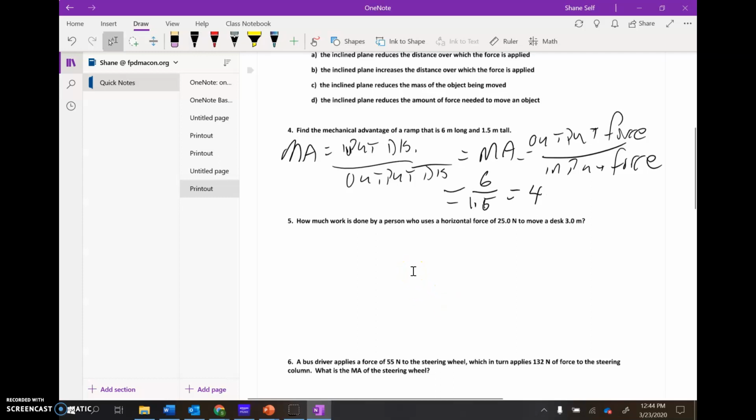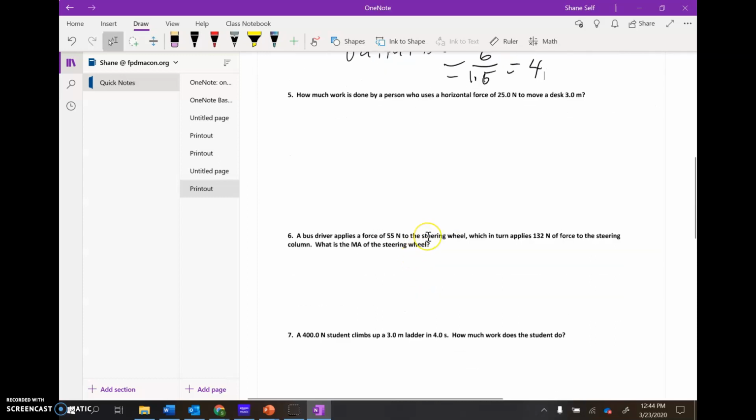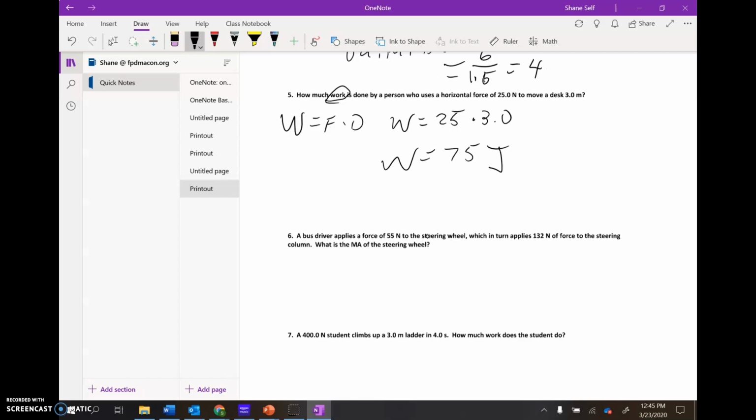Number 5, how much work is done by a person who uses a horizontal force of 25 newtons to move a desk 3 meters? Well, what are they asking? Again, they're asking for work. We know that work is equal to force times distance. So work is equal to force of 25 newtons times a distance of 3 meters. So our total work is 75 joules. Nothing to it. Find the right formula, put it in, can't be wrong.